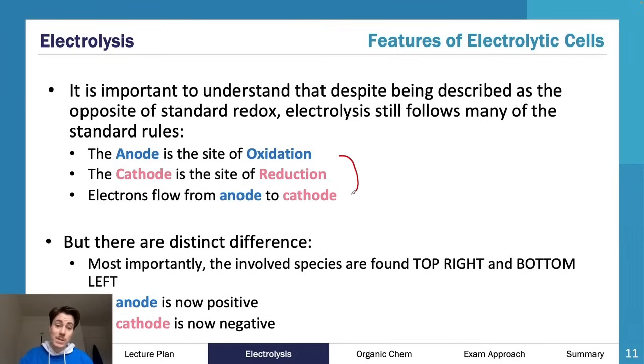Now, what species are involved? We think top right, bottom left. But what's really important about this, and it's really important to remember this, is we still utilize the strongest oxidant and the strongest reductant.